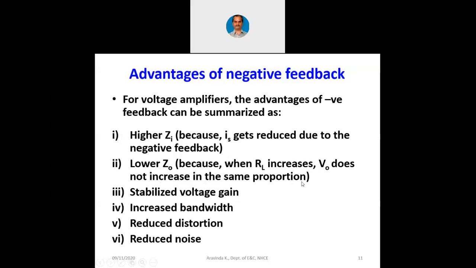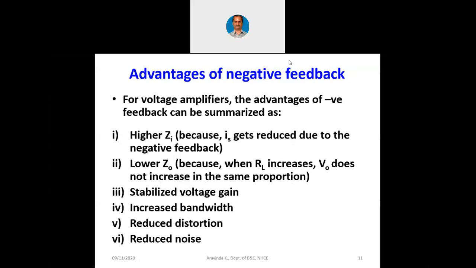Now, the second advantage is lower output impedance, because when RL increases, V0 does not increase in the same proportion. When the load resistance increases, output voltage does not increase in the same proportion because of the negative feedback, as the gain is now reduced. So, it will result in the lower output impedance. In today's class, we will see how the output impedance is going to be reduced in a mathematical way. So, obvious advantages are higher input impedance and lower output impedance.